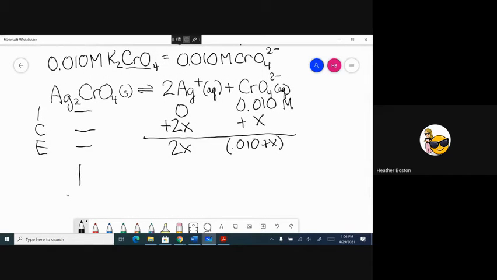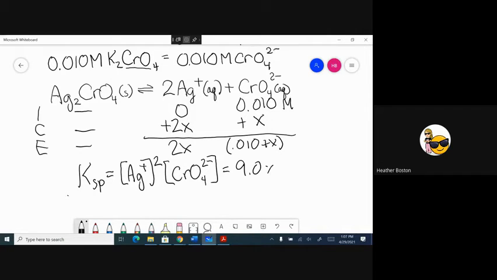So Ksp is still going to be the concentration of silver ions, don't forget your squared, times the concentration of chromate ions. And they gave us the Ksp of 9.0 times 10 to the minus 12.